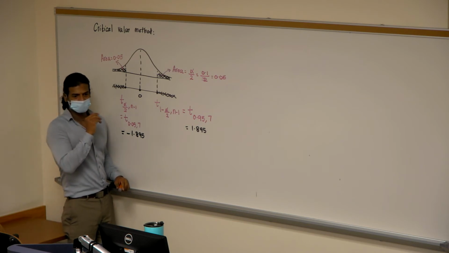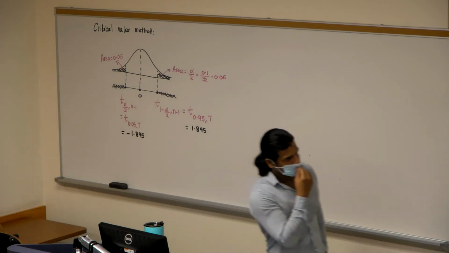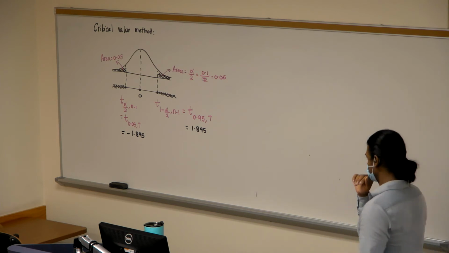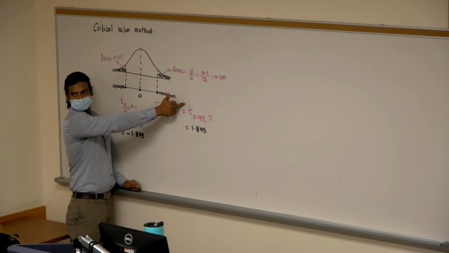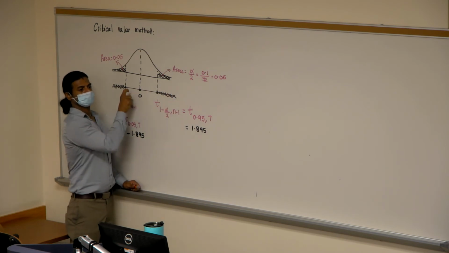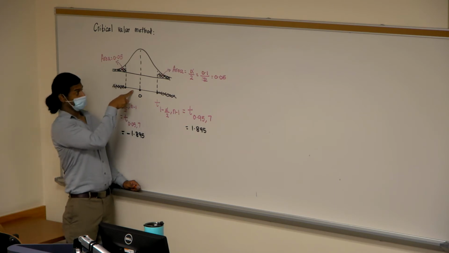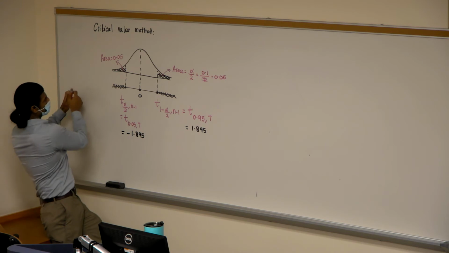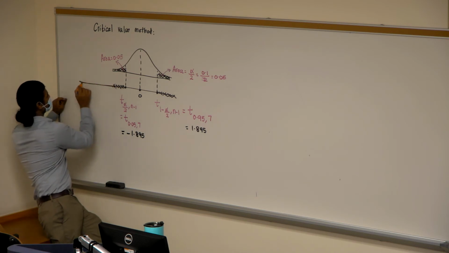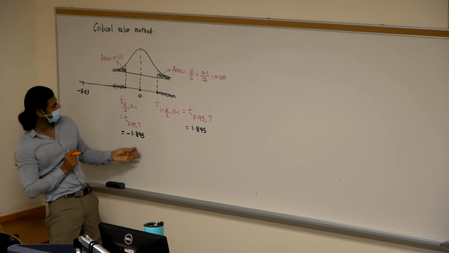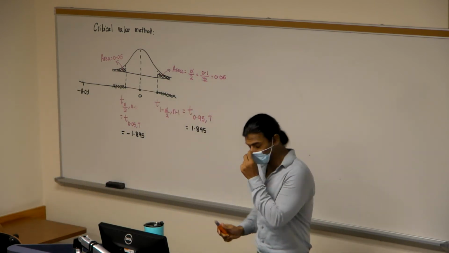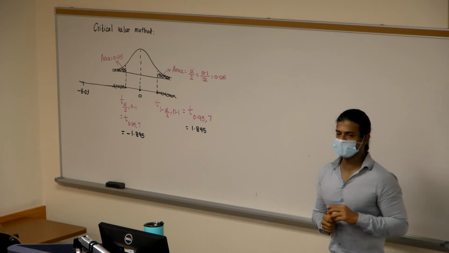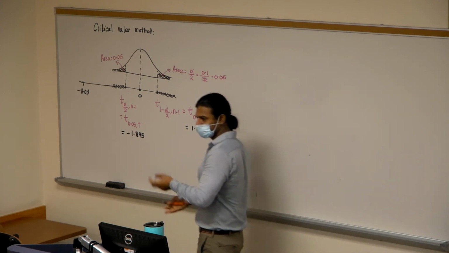Where is the test statistic? The test statistic was negative 8.03. So would it be here? No. Way down somewhere here, because this is negative 1.895, so it's deep down in the rejection region. So, did the test statistic fall in the rejection region? Yes. Should we reject? Yes.